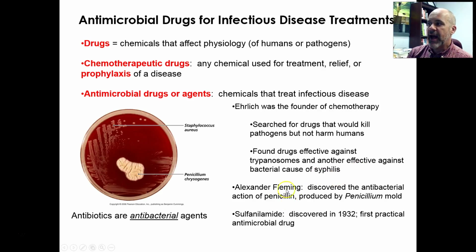All right, Alexander Fleming in the 1930s was the first person who discovered the antibacterial action of penicillin. Penicillin really revolutionized medicine, and he stumbled upon this by accident. He was working in a laboratory and had a petri dish with some old agar in it, or old culture medium. I don't know that it was an agar medium.